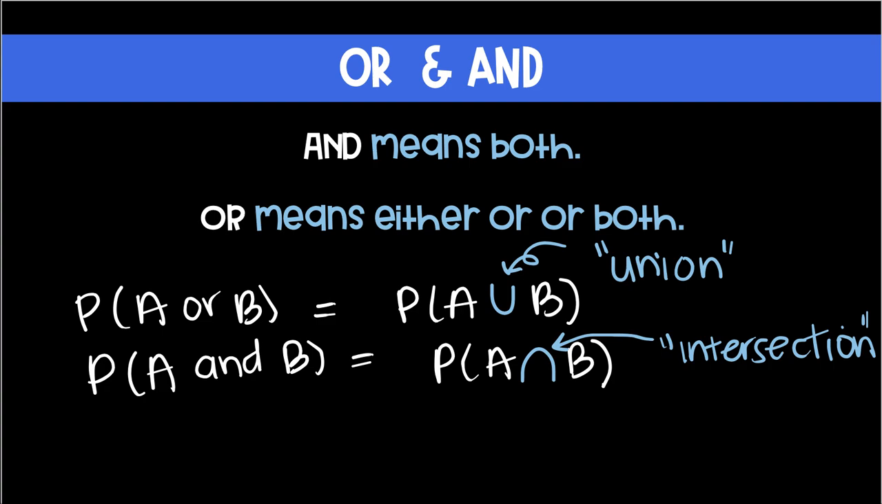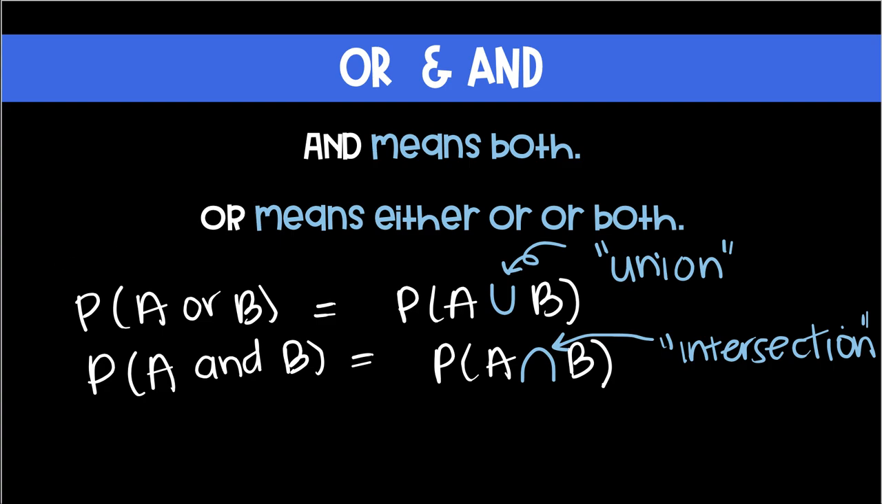We're going to be using this intersection notation, which looks like an upside-down U, to denote the probability of both A and B happening. We're going to be using the symbol of union, which looks like a capital U, for denoting the event A or B happening, and for finding the probability of A or B. In this case, "or" means either or both happening at the same time.